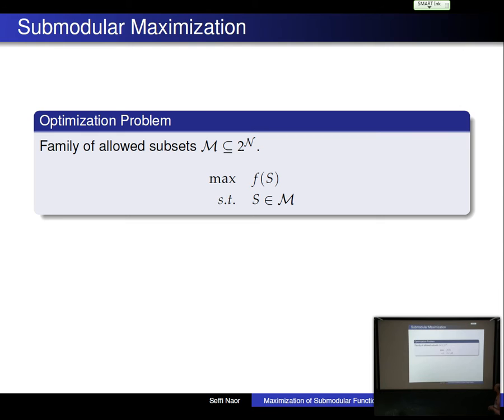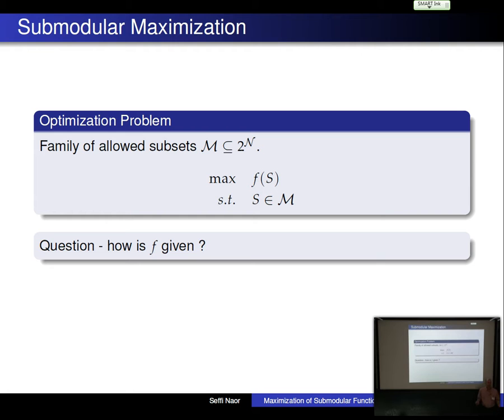Optimization. Suppose I have a submodular function f, and I have a family of subsets. So I have my ground set N, and I have a family of allowed subsets from which I can choose my solution. The goal is to find a subset among capital M, the family of allowed subsets, that maximizes my submodular function, f. Now, how is f given?